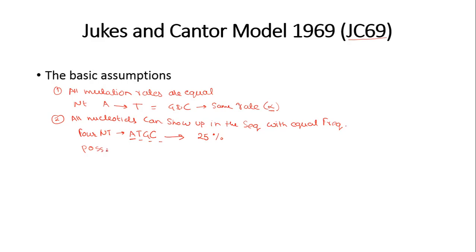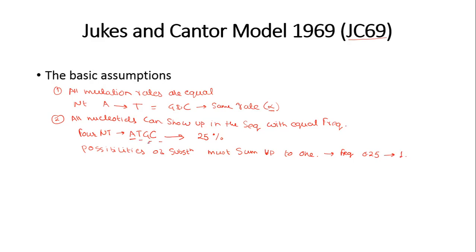all possibilities of substitution must sum up to 1. Okay. And therefore, every nucleotide must occur at a frequency of 0.25. Then everything would sum up to 1. All the four nucleotide possibilities would sum up to 1.